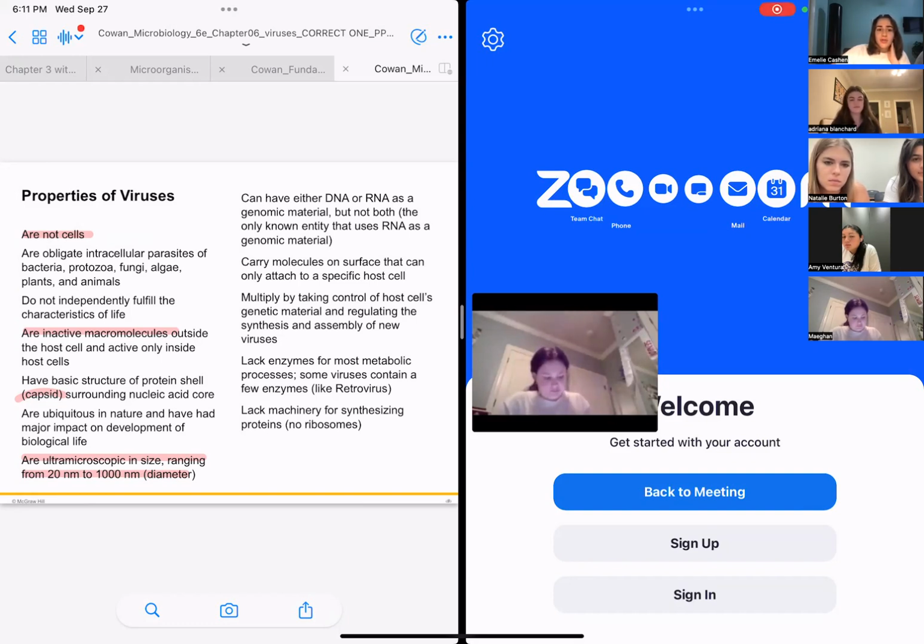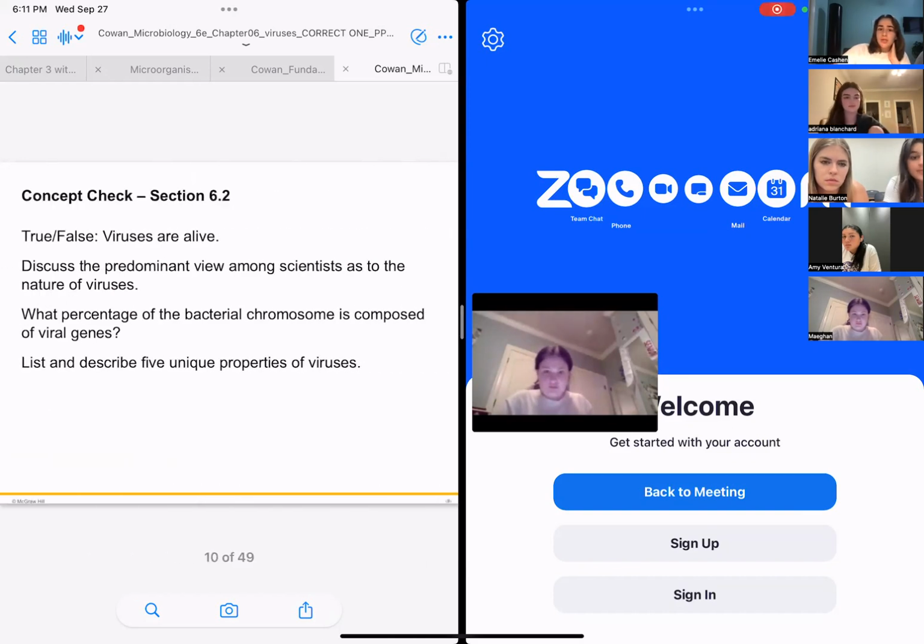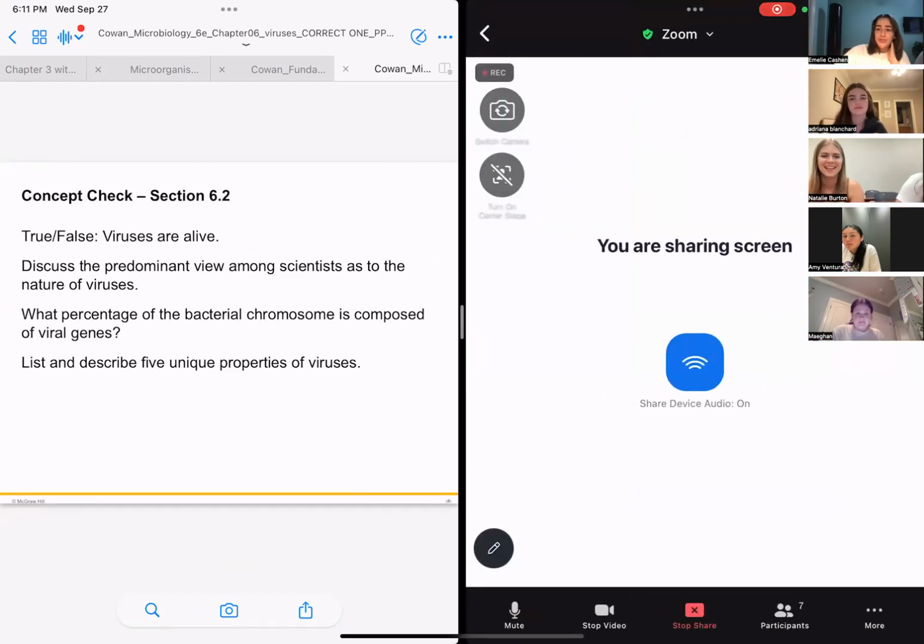All right, so we can do the concept check if y'all want. The first concept check is that viruses are alive. It's true or false. And we agree that it's false, right? Okay. Yes. And it says that we can discuss the predominant view among scientists as to the nature of viruses.